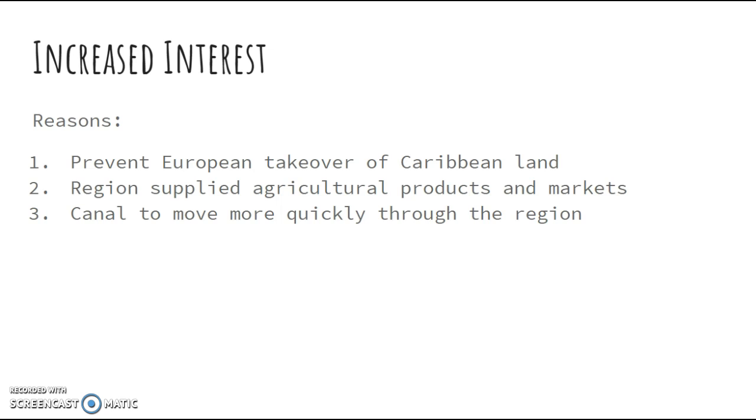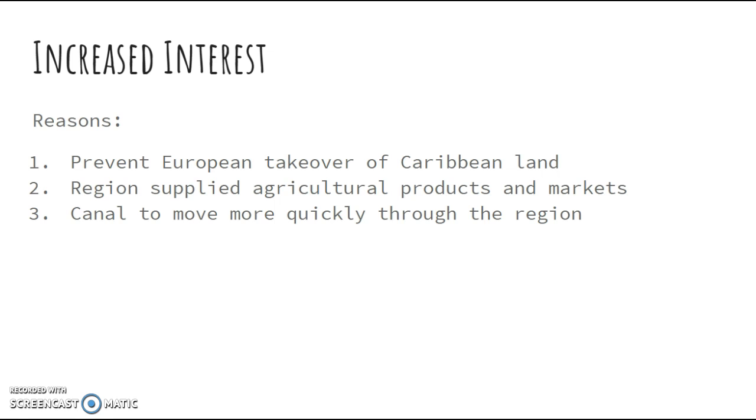These acquisitions led to increased American interest in the Caribbean region for three primary reasons. First, the U.S. wanted to control the Caribbean because they thought that if foreign powers took control over that region, they could pose a threat to U.S. security. Second, the region was one of the most important suppliers of agricultural products and a good market for selling American goods. And third, the U.S. realized after the Spanish-American War that if they wanted to be a naval power in the world, they would have to be able to move quicker through the oceans.